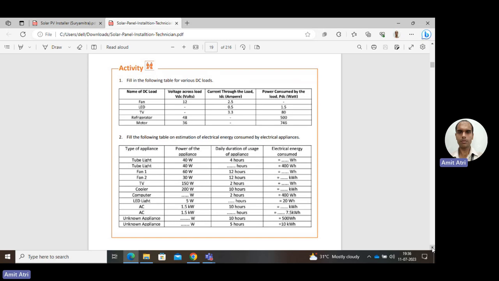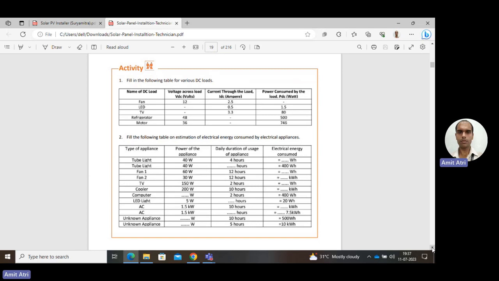So just use the relation P is equal to V into I. Two values are given. In the case of the fan, 12 volt is given, 2.5 ampere is given. How much power? Just multiply these two: 12 into 2.5, 30 watt. Next, LED. Volts are not given, current is given, power is given. So voltage V is equal to P upon I. How much will it be? It will be 1.5 divided by 0.5, so 3 volt. Similarly we can determine the other quantities.